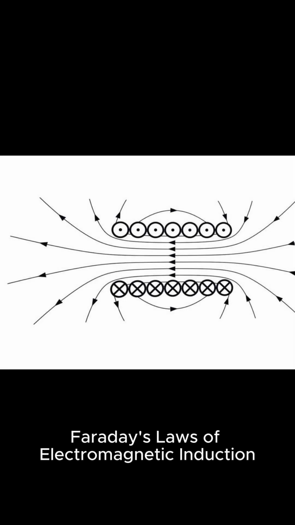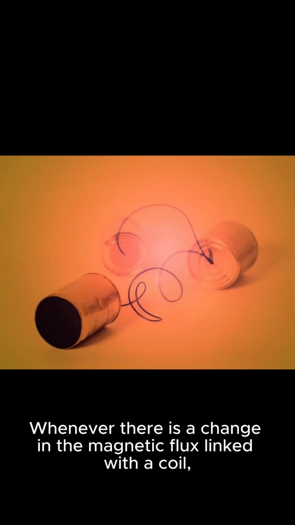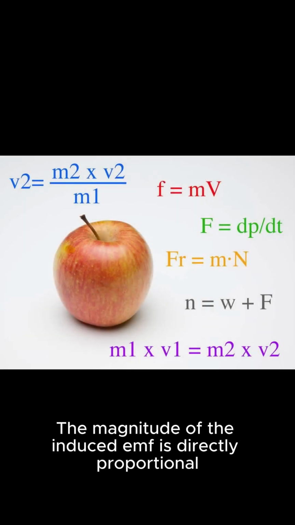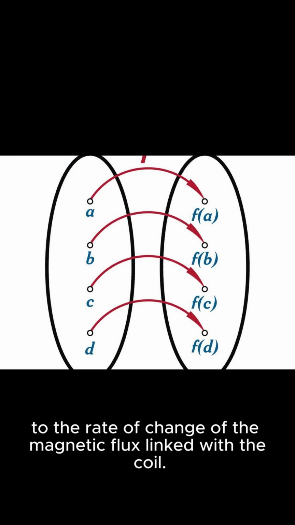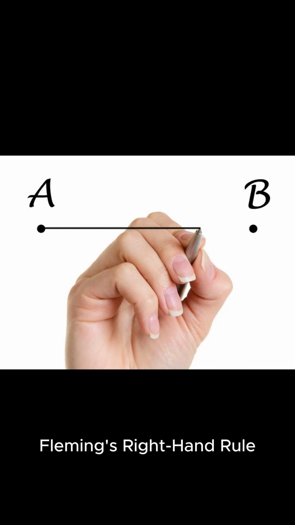Faraday's laws of electromagnetic induction. Based on his experiment, Faraday formulated 2 laws of electromagnetic induction. Whenever there is a change in the magnetic flux linked with a coil, an electromotive force is induced. The magnitude of the induced EMF is directly proportional to the rate of change of the magnetic flux linked with the coil. Fleming's right-hand rule.